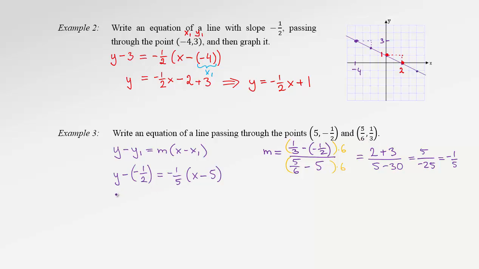Okay, let's simplify this. y plus 1/2 equals, multiply through the bracket, negative 1/5 x, and two negatives make a positive, 5 divided by 5 is just 1. In the last step we need to bring the 1/2 to the other side, so we subtract 1/2. y would be negative 1/5 x, plus 1 minus 1/2 is 1/2. So that's our linear equation.